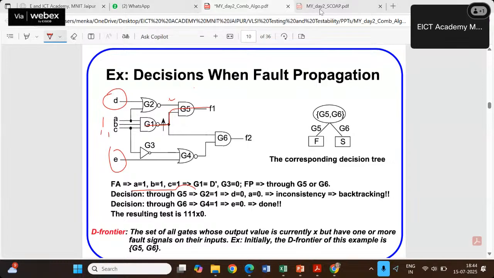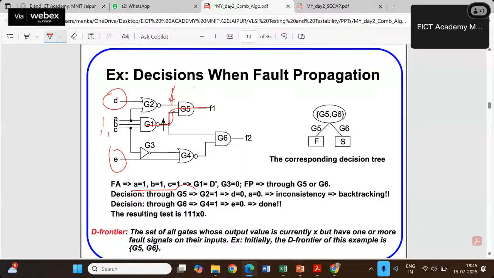0 is the controlling value. It controls irrespective of any other value. 0 is going to give the AND gate 0 only. 1 is correct. Thank you, Dr. Aditya. So the non-controlling value is 1, and the fault we are able to propagate through this.